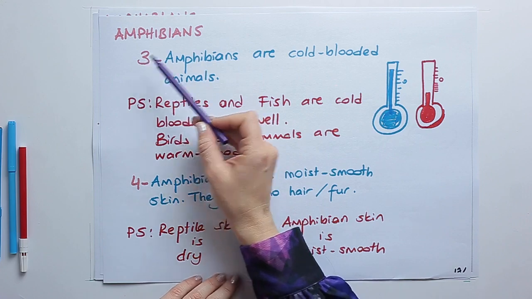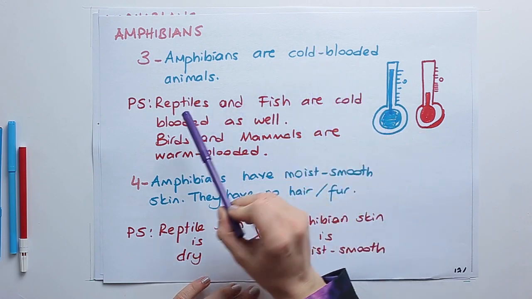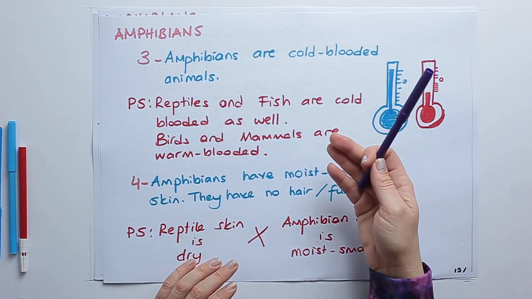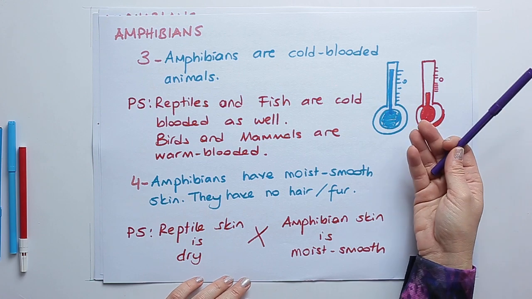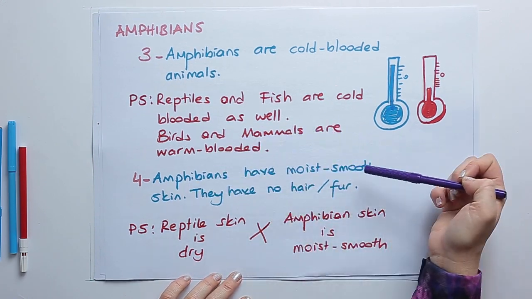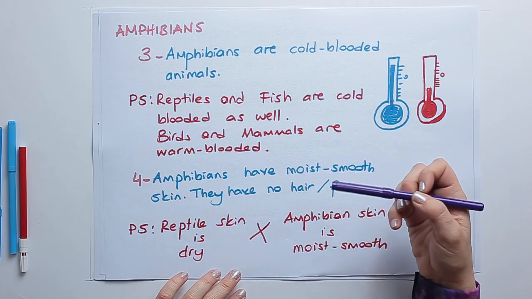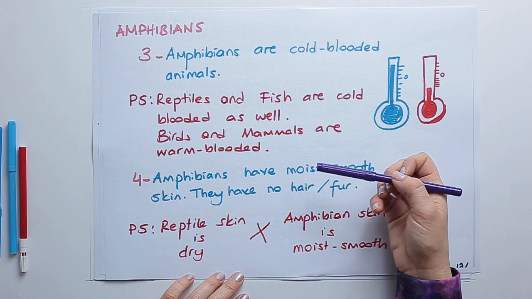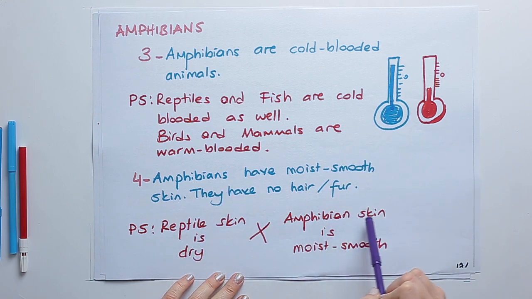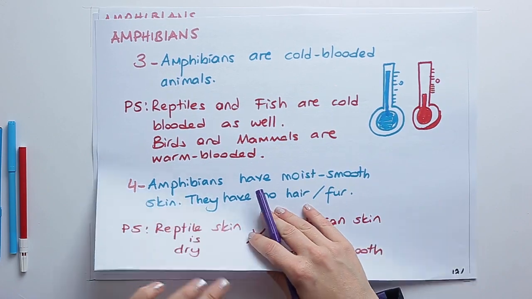Almost the last part. Amphibians are cold-blooded animals. Reptiles and fish are cold-blooded as well, but the different kinds are birds and mammals, which are warm-blooded animals. Amphibians have moist, smooth skin. If you remember, what's moist? Moist is similar to our adjective wet. Reptile skin is dry, but amphibian skin is moist, smooth, which means that they are wet.